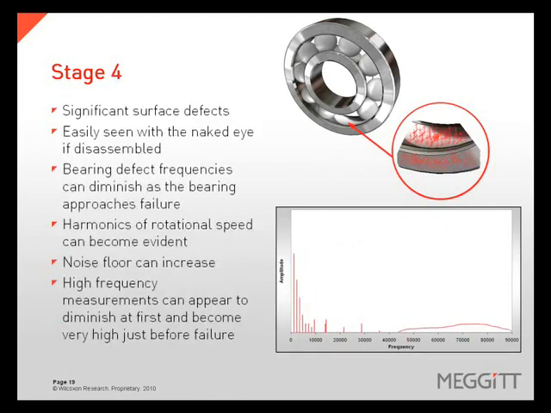In stage 4 of bearing failure, the surface defects are now significant and can easily be seen if disassembled. In this stage, bearing defect frequencies can diminish as the bearing approaches failure. Harmonics of rotational speed can become evident and the noise floor will increase. High-frequency measurements can appear to diminish and then become very high just before functional failure.